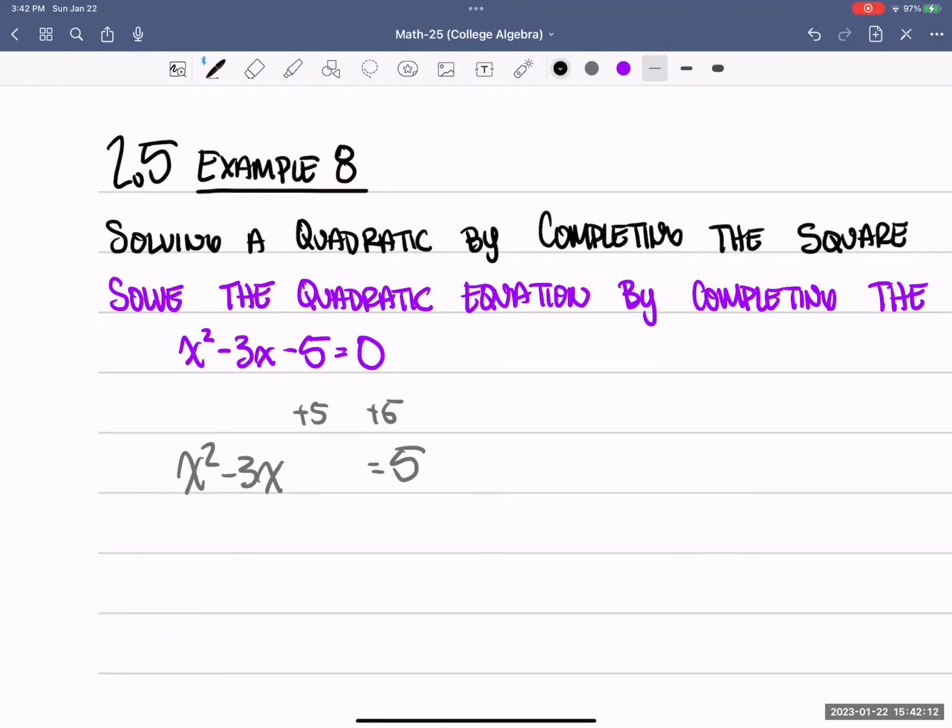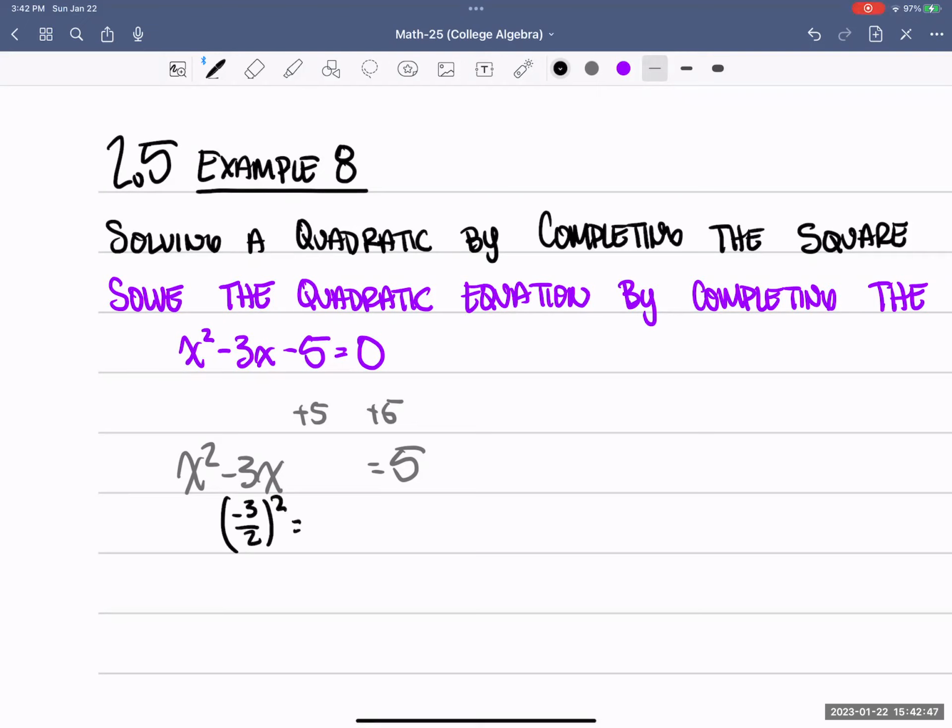Completing the square, we need to add our magic number to both parts of this equation. So our magic number is always going to be (b/2) squared. Another way we could write this is b times 1/2 squared. A couple of different ways, but for the most part, we're going to do (b/2) squared. So in this case, b is -3, so (-3/2) squared.